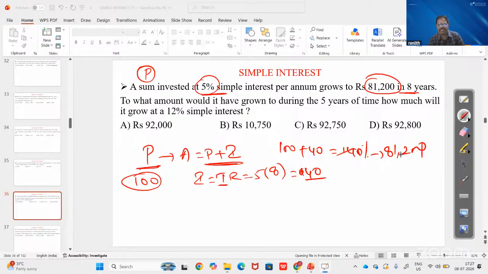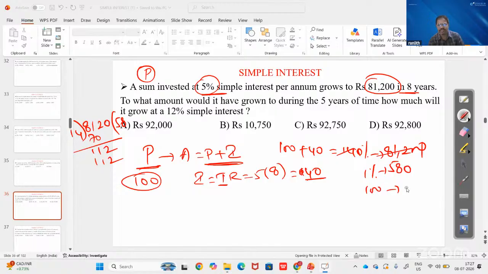So 14 ones are 14, 14 fives are 70. If I subtract from 81,000, so 8,120 divided by 14, 14 fives are 70, remainder will be 112. So 14 eights are 112. So 1 percentage will be equal to 580, then 100 percentage will be equal to 58,000.